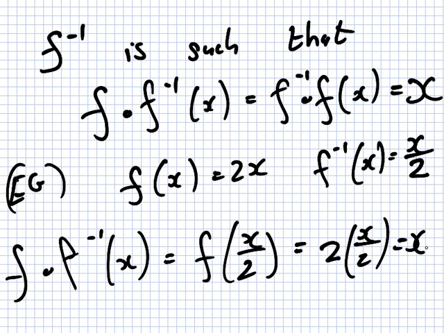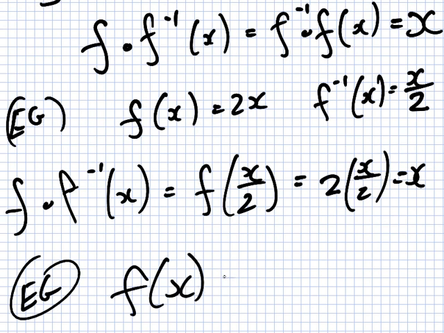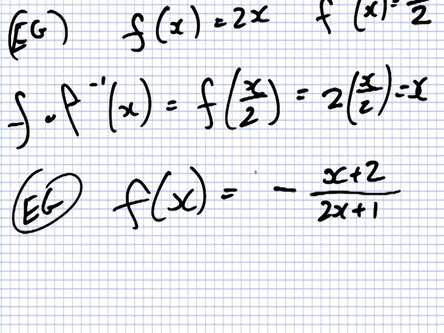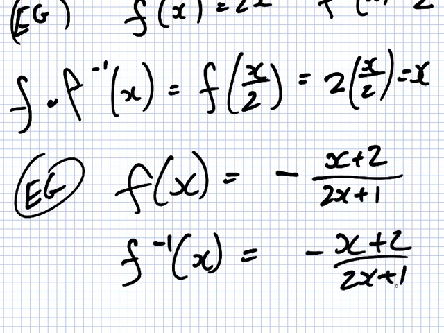Now this gives us new insight into the example I gave you in the last class. Do you remember the example I gave you last time? f of x equals minus x plus 2 over 2x plus 1. This example is very interesting because the inverse of this function is itself. It's a little bit like 1 over x, which is its own inverse. It will cancel itself.